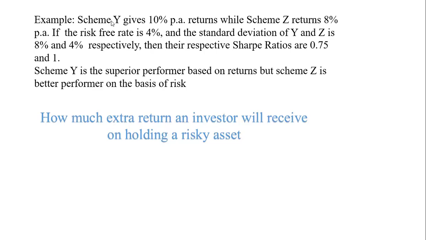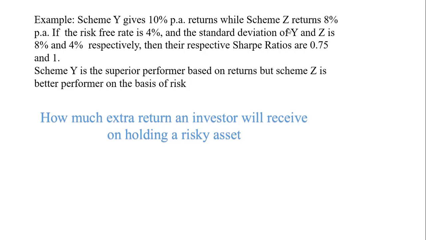that is the standard deviation of the mutual fund. Scheme Y gives 10% return while scheme Z gives 8% return. The risk-free rate is 4% and the standard deviation of Y and Z is 8% and 4% respectively. Then their Sharpe ratios are 0.75 and 1. It is easy. 10 minus 4, 6. 6 divided by 8, 0.75.